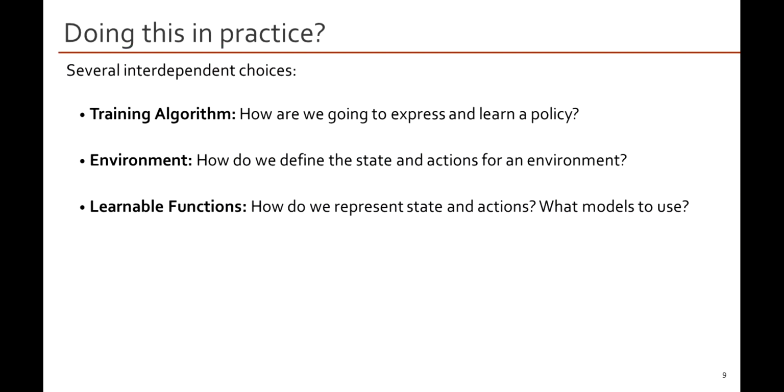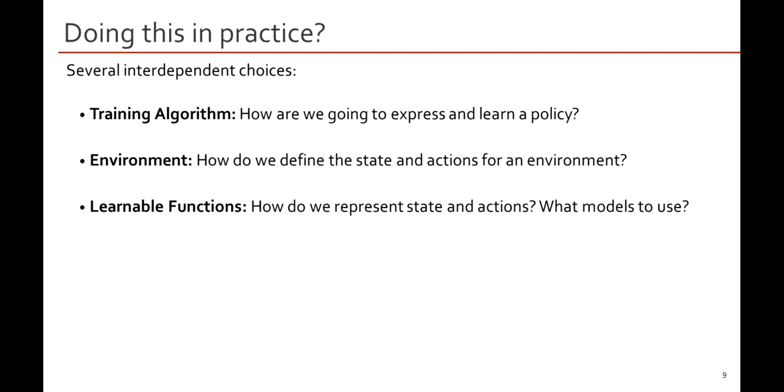So that aside, we're now going to talk about how we can use these models in practice. And here we've got several somewhat independent choices to make. The first of which is, what training algorithm am I going to use? And that is, how am I going to express a policy? What functions do I need to define? And how am I going to learn them? So this could perhaps be choosing between policy gradient and actor-critic. The second is to choose how we're going to express the environment to represent the scientific problem we're trying to solve. And then finally, how can I take those representations for a state and action that I chose for the environment and use them to create learnable functions that are needed by our training algorithm?